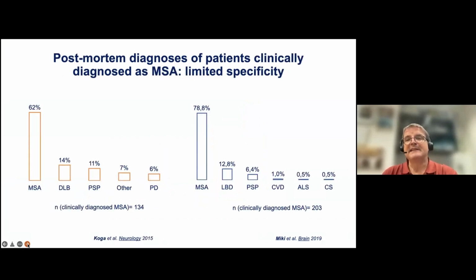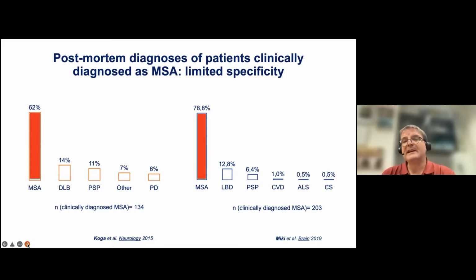The other issue is that the accuracy of an MSA diagnosis is likewise poor. This has been shown in clinical pathological studies, one by Koga and colleagues, and the other one by Mikey and colleagues, demonstrating accuracy rates of only 60 to 80% in confirmation at postmortem of the clinical diagnosis of MSA. And there were a lot of other diseases present at postmortem mimicking a clinical MSA diagnosis.